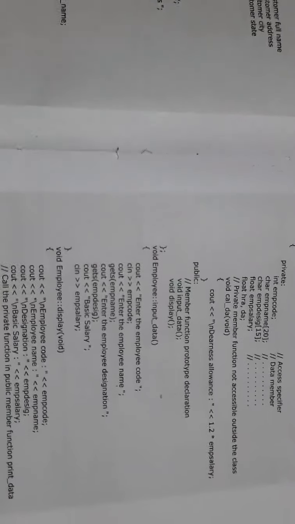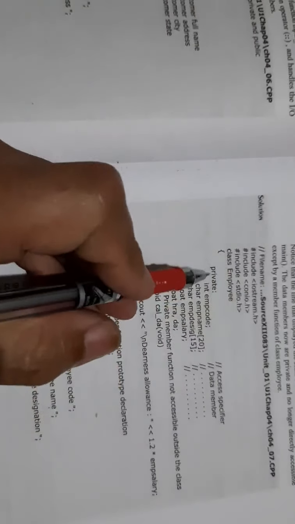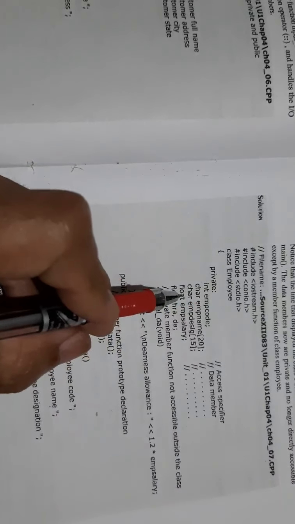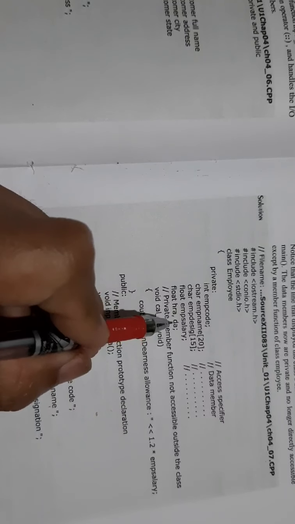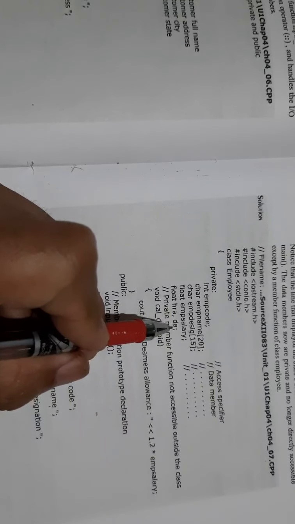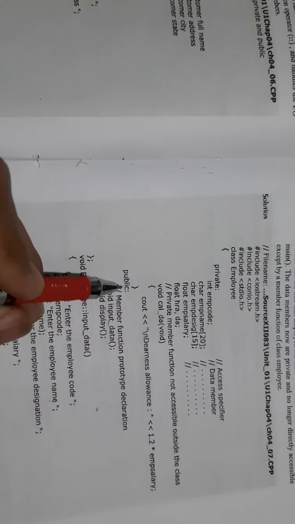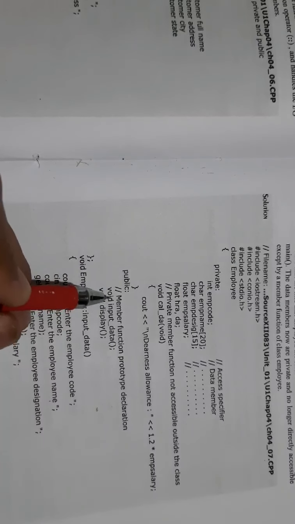Again, we saw this program. Here there was a difference. We came back again to the employee class name. However, some new data members were added. That was the float HRA, that is house rent allowance, and DA, dearness allowance. Again, the access specifier is private, and we have public access member functions, that is void input data and void display.